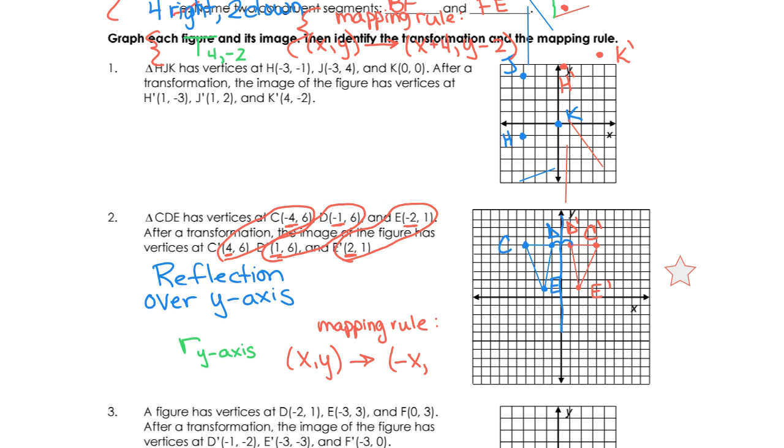If you look at the y's, all the y's are exactly the same. 6 and 6, 6 and 6, 1 and 1. So nothing's happening to the y, so we don't do anything to the y. And there's our mapping rule.